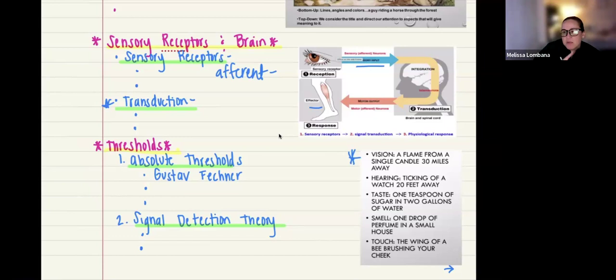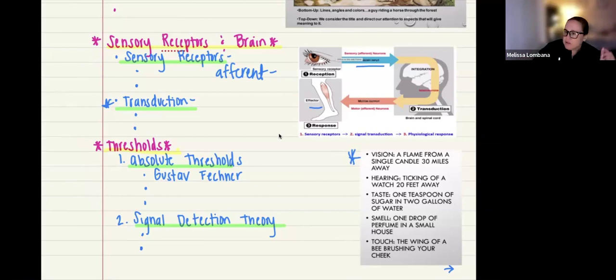All right, the next one is going to be hearing. The absolute threshold for hearing is being able to hear the ticking of a watch that is 20 feet away. Again, there can't be any other stimuli in the environment. The next one is going to be taste. Our absolute threshold would be just 1 teaspoon of sugar in 2 gallons of water, which basically means that we'd be able to taste that sugar in 2 gallons of water, but again, 50% of the time. The next one is going to be smell: we could smell 1 drop of perfume in a small house.